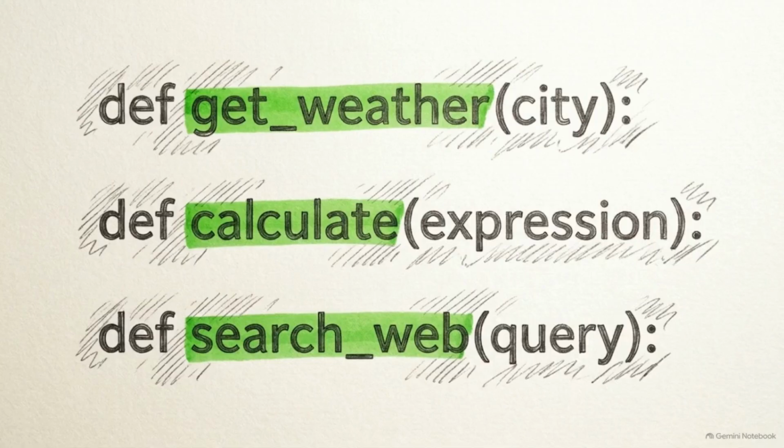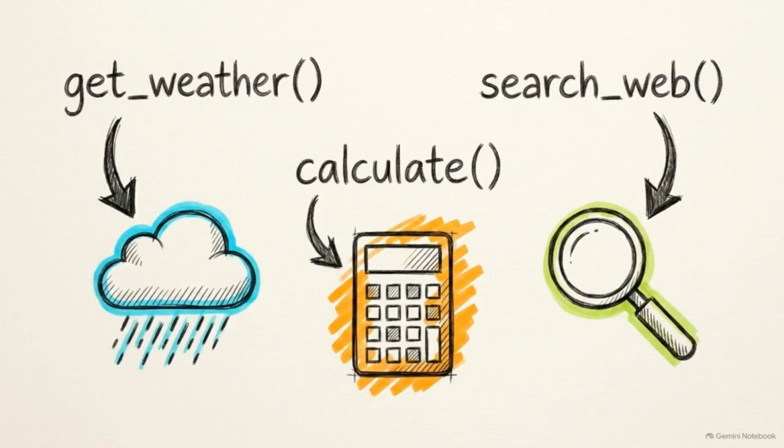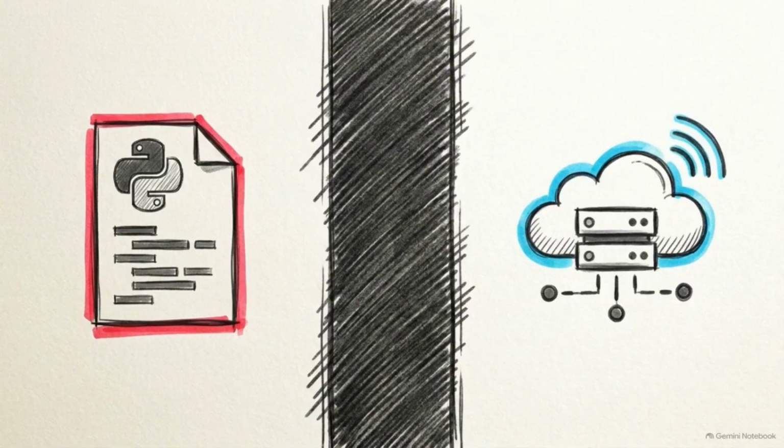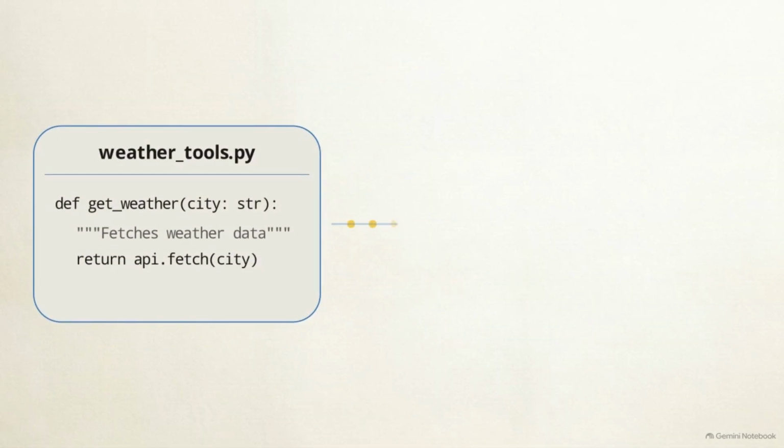To give our agent actual abilities, we write 3 Python functions, one to hit a weather API, one to parse math safely using the numexpr library, and one to search DuckDuckGo. But writing the code is only the first step. A language model API cannot natively read your Python file to figure out what these functions do or which arguments they require. This visualization maps the solution.